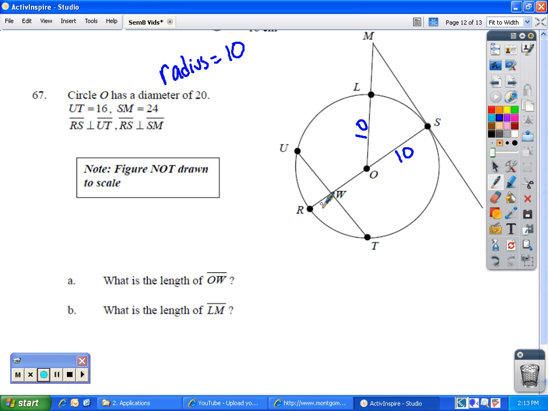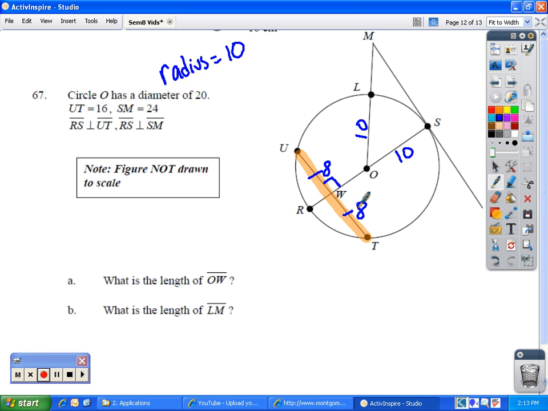UT is 16, so this entire segment right here is 16. Let me highlight that. This segment is 16 units long, and that's great, and I'm very happy to know that, because now that I know that UT is perpendicular to RS, this angle right here is a 90-degree angle, I know that RS, whenever a radius is perpendicular to a chord, it bisects that chord. So these parts are equal. So even though, yes, the whole thing is 16, that means each part of it is 8, and that's much more useful to write down on the diagram.